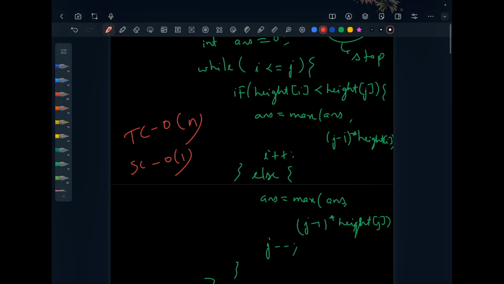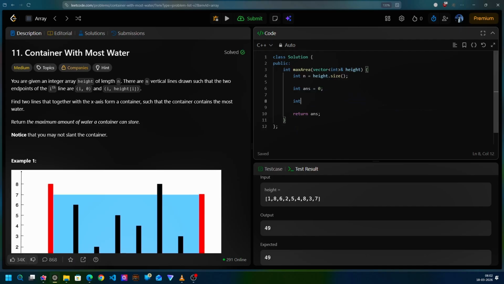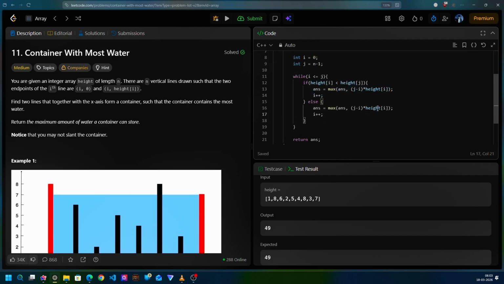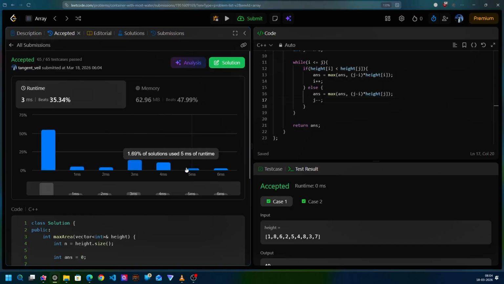Okay, so let's write our code. So it will remain the same. Let's use a while loop here. Let's first declare int i equals 0, int j equals n minus 1, then while i less than or equal to j. If height of i is less than height of j, then we will consider our height i. So it will be j minus i into height of i, and we will move our i plus plus. Else we will take here j and our j will move j minus minus. So now let's run it. So here you can see our solution got accepted.